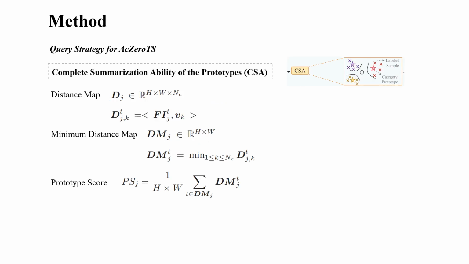To enhance the prototype summarization ability that can help identify unseen classes during inference, we prefer selecting samples that are distant from all category prototypes. For the unlabeled image, we calculate the distance between each pixel and category prototypes, producing a distance map DJ. To identify samples far from all prototypes, we apply a minimum distance maximization approach, aiming to select the sample whose distance from its nearest prototype is farther. Therefore, we calculate a minimum distance map DMJ. The prototype score is calculated by averaging all its involved pixels on DMJ.